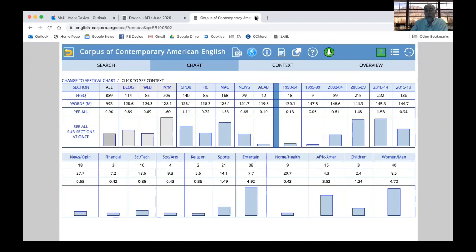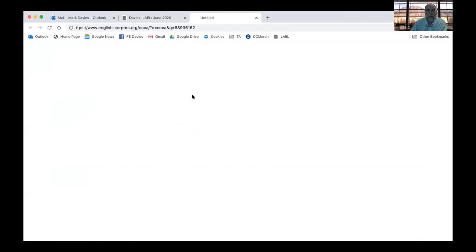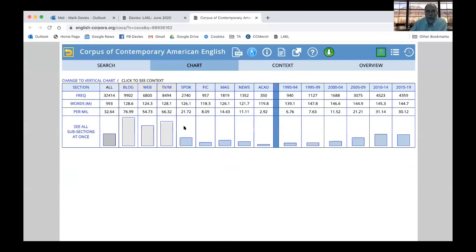Or for example, the word awesome. Oops. Doesn't help that I didn't have the full URL there. So awesome. Notice the frequency here in these core genres, spoken, fiction, magazine, newspaper, academic. But it's really interesting, this word has really increased over time. It's about five times as frequent as it was 20, 30 years ago.